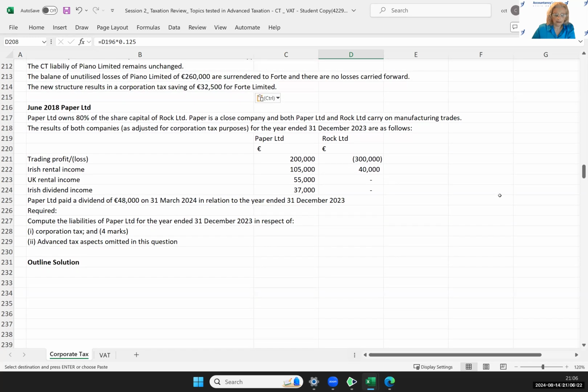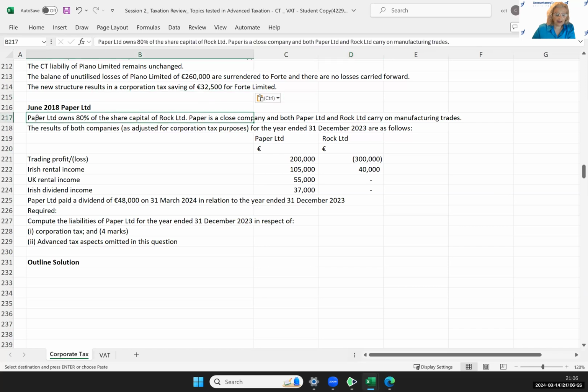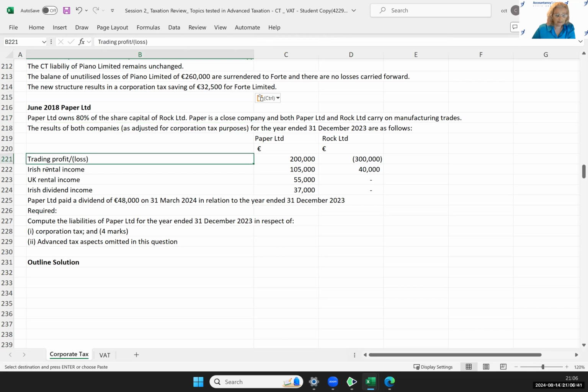All right. So this next question here, Paper owns 80% of the share capital of Rock Limited. Paper is a close company. Now, we haven't done close companies yet. The results of both companies as adjusted for corporation tax purposes for the year ended 2023 are as follows. So you've got trading profit, Irish rental income, UK rental income, dividend income, and you're asked for 4 marks, calculate the corporation tax liability.